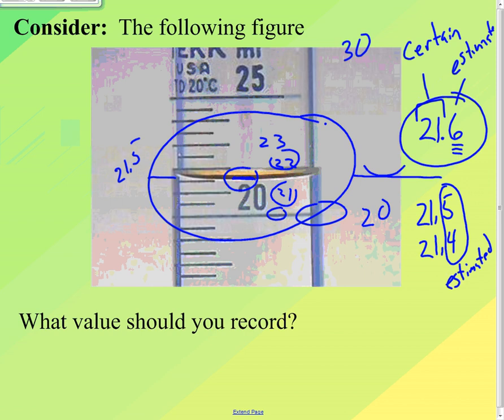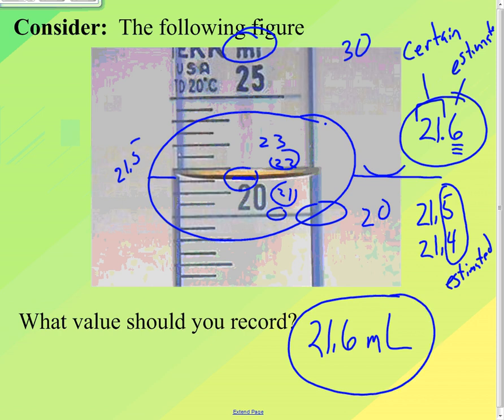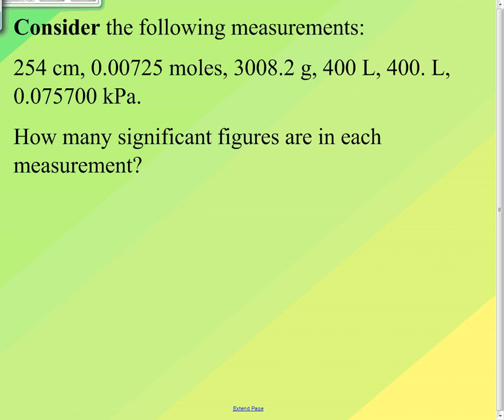Okay? So what value should I write down? I am going to write down 21.6, and we also need to write down what? Units, 21.6 milliliters. Okay, so that's the way we create sig figs in the lab. Let's move on now to analyzing sig figs.